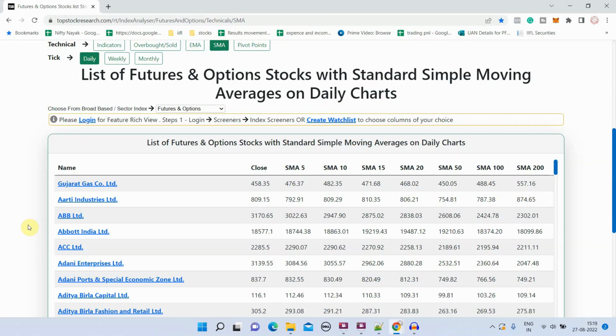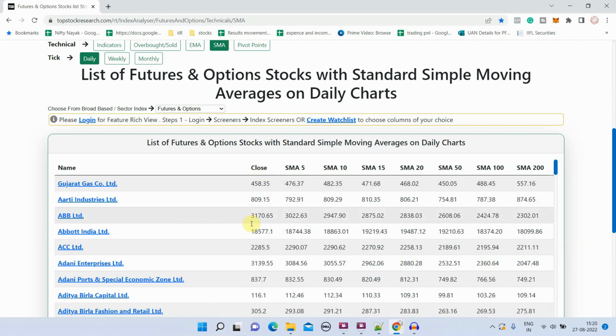I hope you guys can see the screen. This is the link which I use for finding out the 20-day moving average of all stocks which are in futures and options. So this is a list. Again, I am not promoting this website. This is a website which I found by Googling it. I will be giving this link in the description below so that even you can use the same data.